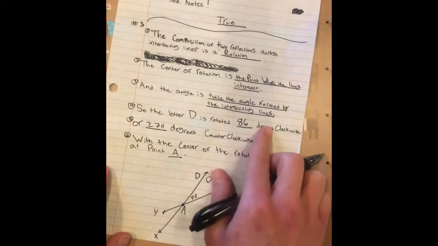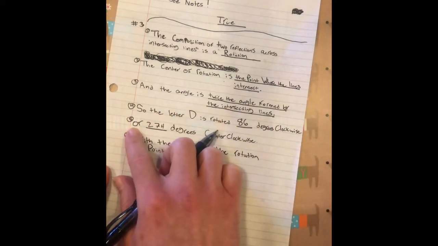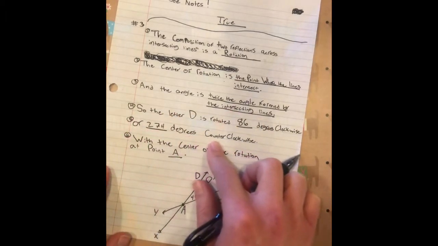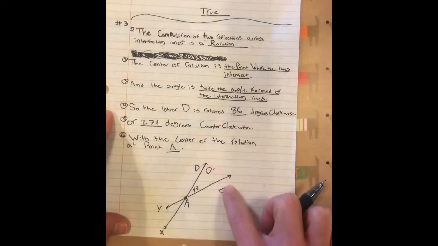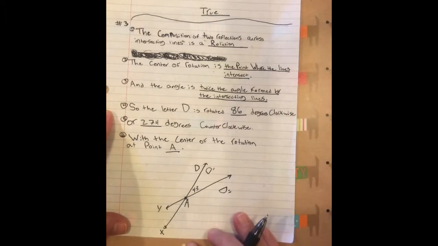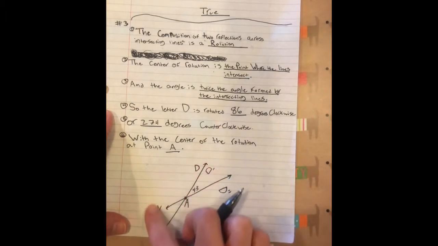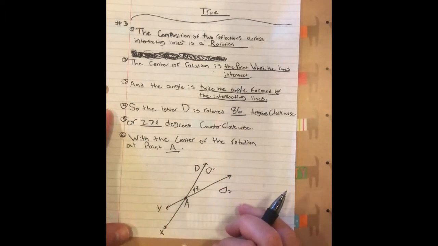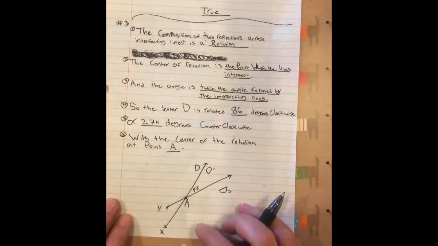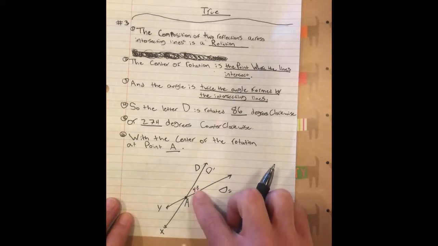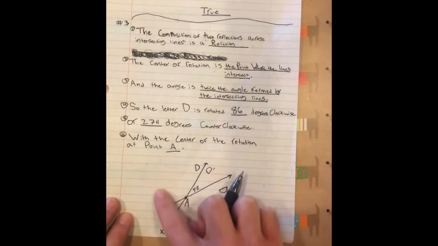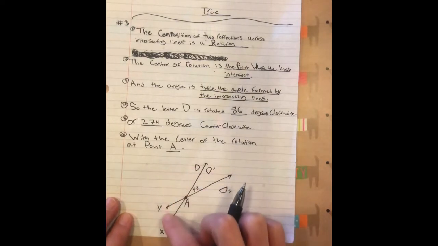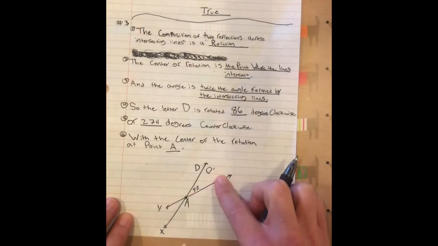Now, answer box 5 says, or 274 degrees counterclockwise. So if we rotate it this way, it's 86 degrees. If we rotate it this way, it's 274 degrees. Why is that a thing? Well, we have 43 here, but what's this angle right here? Do they not land on a straight line?